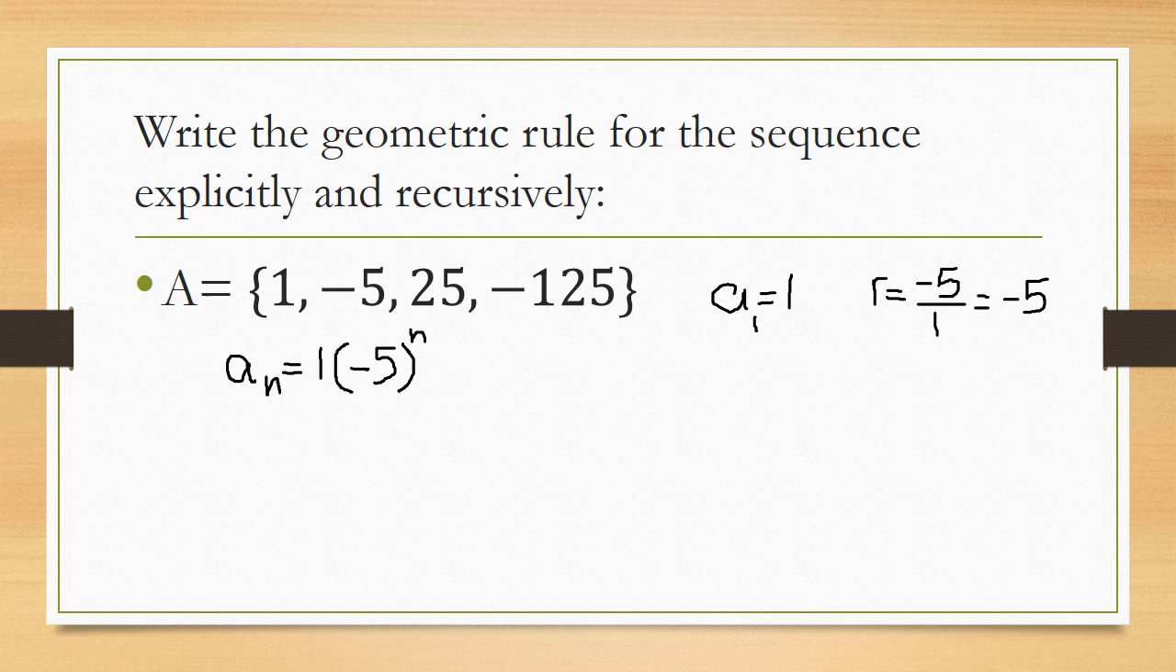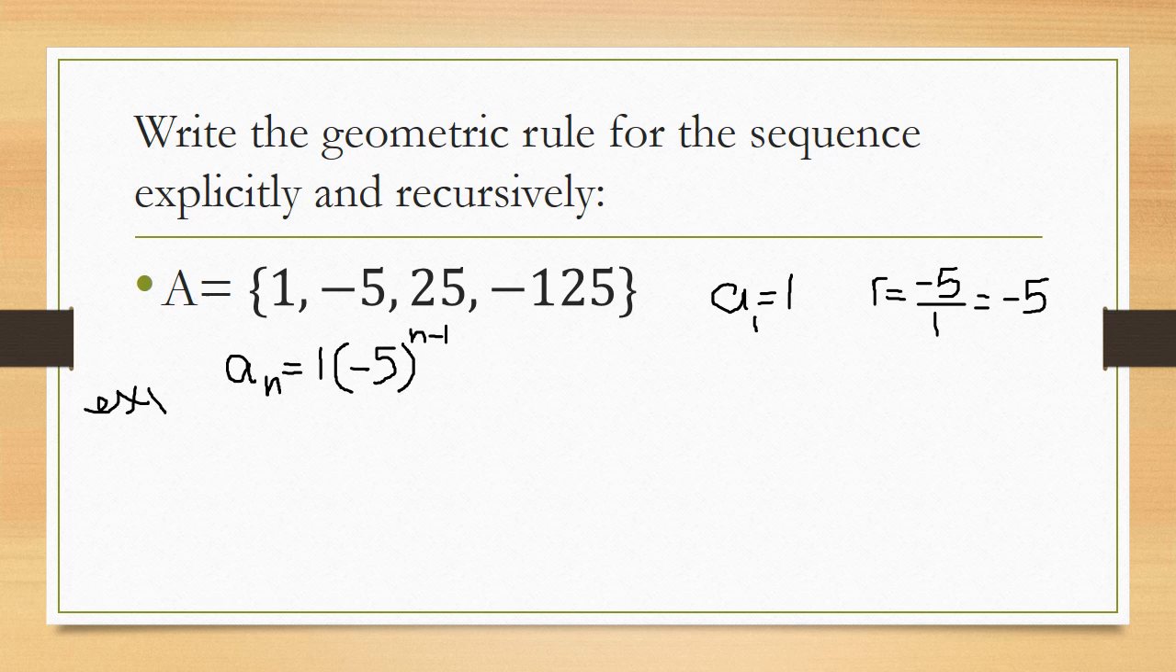Now, it's very important to put the parentheses around the ratio, because the parentheses represent multiplication. If we ignore these parentheses, we're going to end up with 1 minus 5, which means we're subtracting 5 to the n minus 1 from 1, which is not the case. And this is the explicit rule.